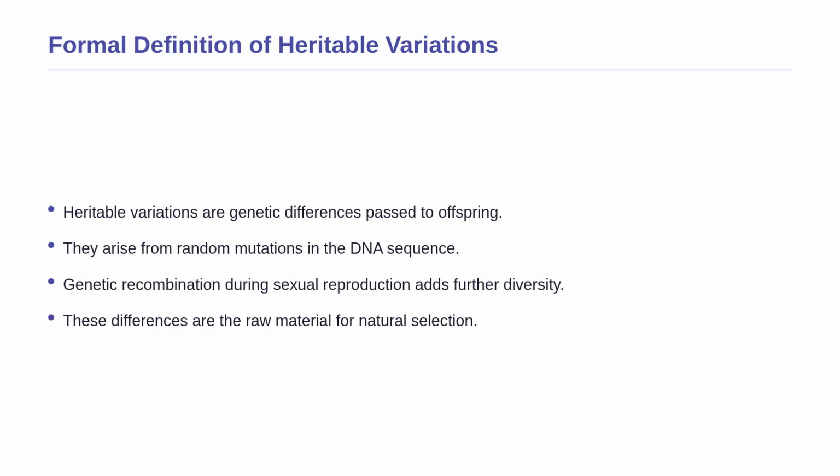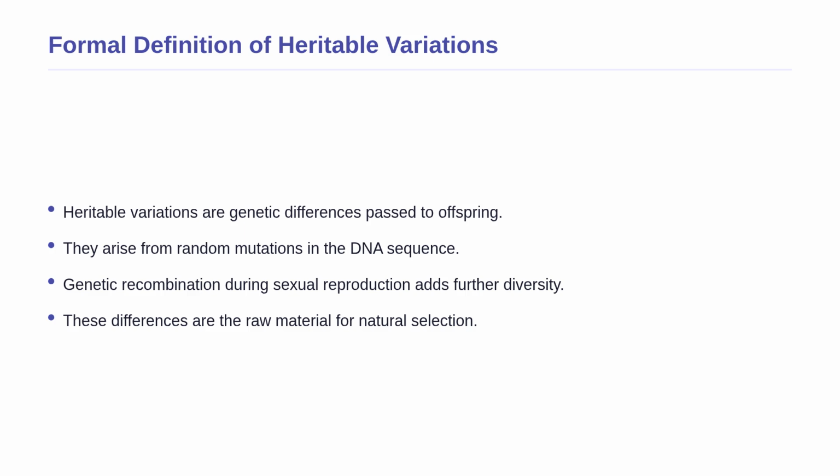Building on this intuitive understanding, we must now formally define what these differences are in biology. In evolutionary biology, heritable variations refer to the underlying genetic differences that exist among individuals within a population, which can be passed down from parents to offspring. Where do these differences come from?